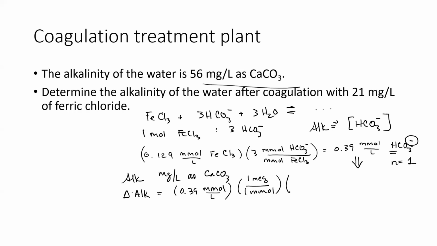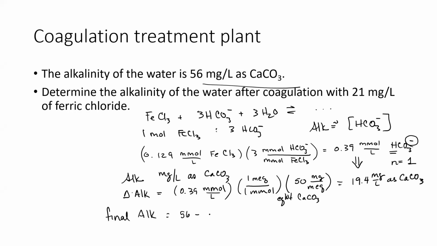And the equivalent weight of calcium carbonate is 50 milligrams per milliequivalent. Okay, so this is the equivalent weight of calcium carbonate. And that is 19.4 milligrams per liter as calcium carbonate. So the final alkalinity is equal to 56 minus 19.4, or 36.6 milligrams per liter as calcium carbonate.